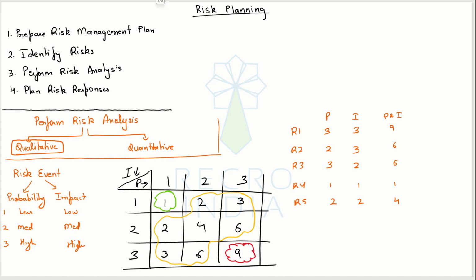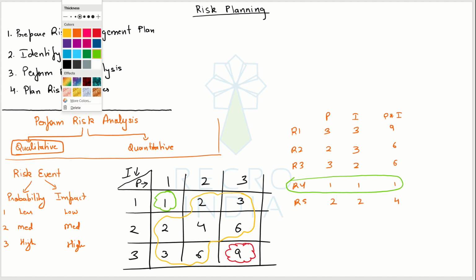So now I know that R4 comes in the green zone. When it's in the green zone, you are simply saying that we don't want to do anything about this risk right now. It's too small. We will just leave it, and maybe we'll create some sort of buffers in the project. If this risk were to happen, then we can at least absorb the impact of it, but we're not going to do anything about it proactively.